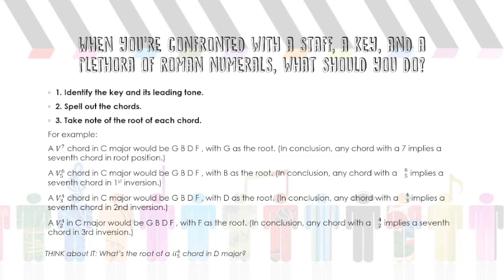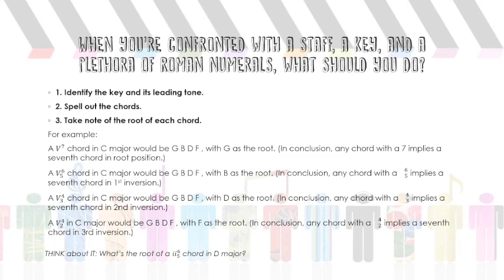So the next thing you do is spell out the chords. So if you have a 5 chord in D major, that would be an A major chord, so you would just write A, C sharp, E. Then the third thing you should do is take note of the root of each chord. Well, in part writing, the Roman numerals use figured bass. So if you have a 5-7 chord in C major, that would be G, B, D, F, and G would be the root. So a 7 implies that the 7th chord is in root position.